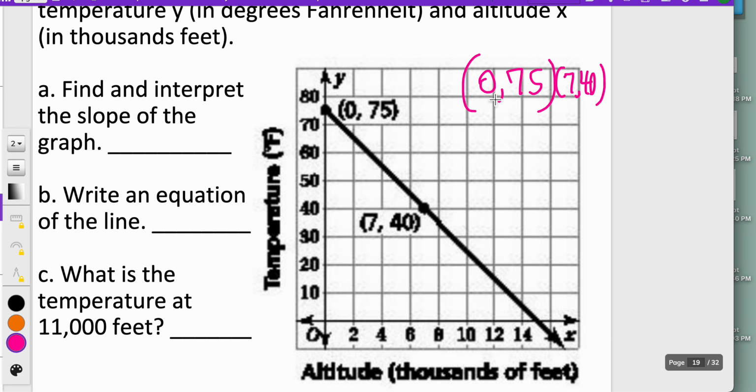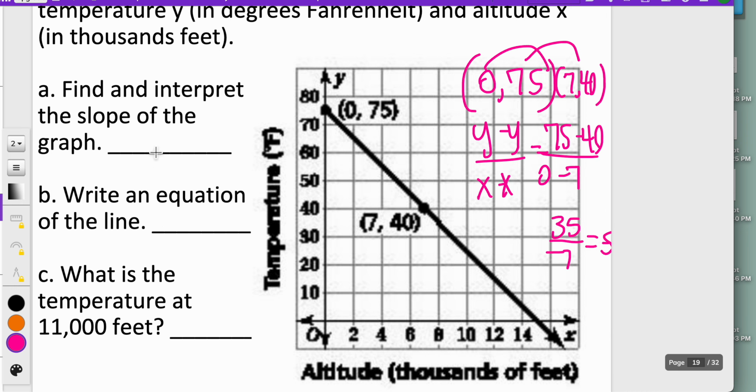Okay, and what I'm going to do is just do y minus y and x minus x. So y minus y, let's do 75 minus 40 over 0 minus 7. Okay, we're going to calculate that. So let's grab our calculators. 75 minus 40 is 35. And 0 minus 7 is -7, so I'm going to get -5.